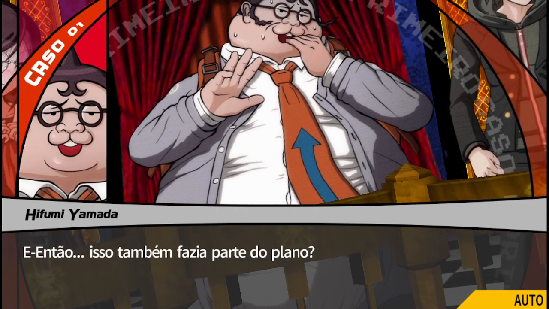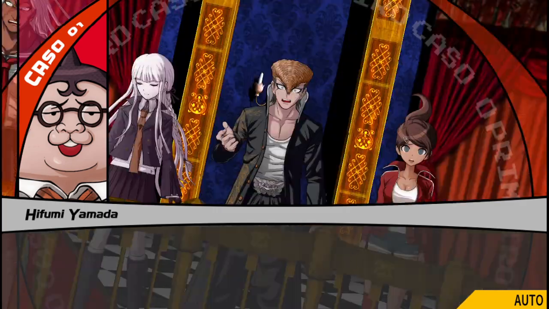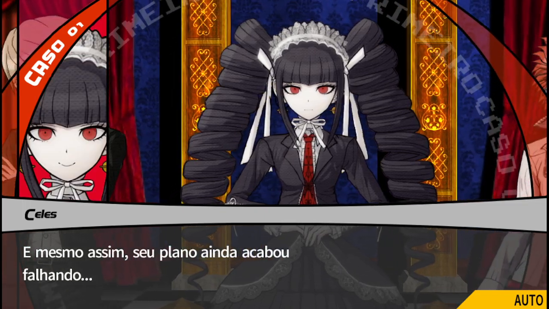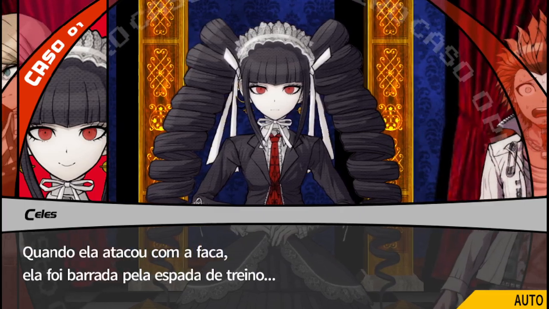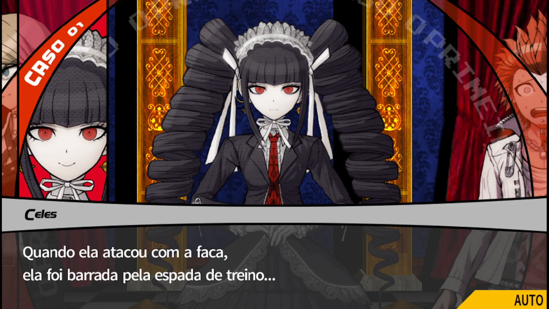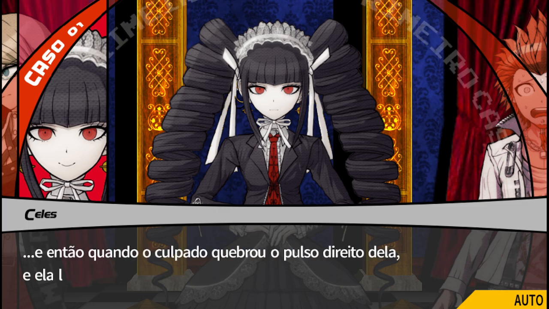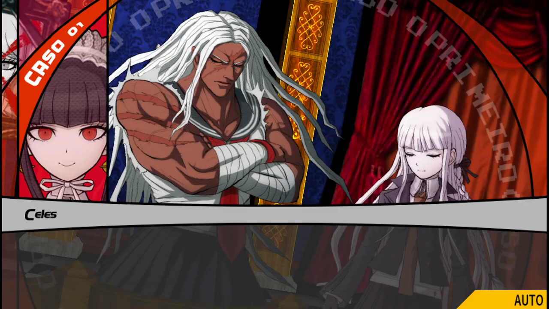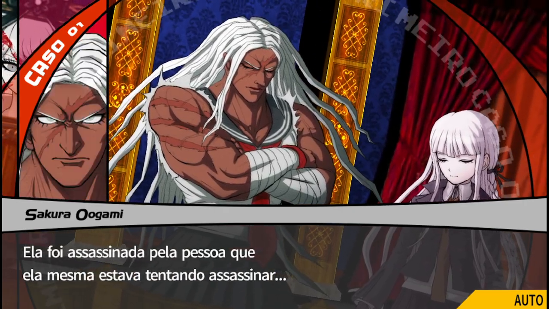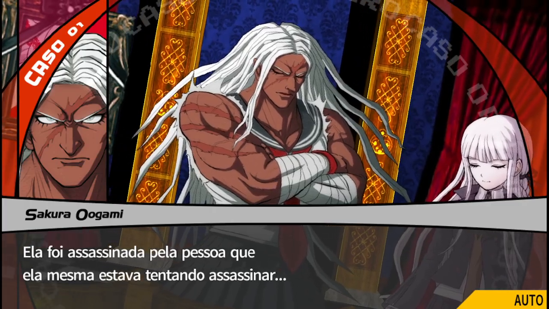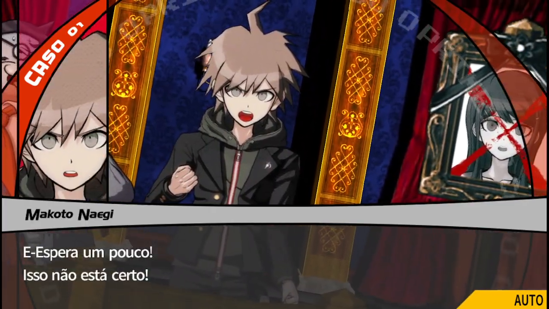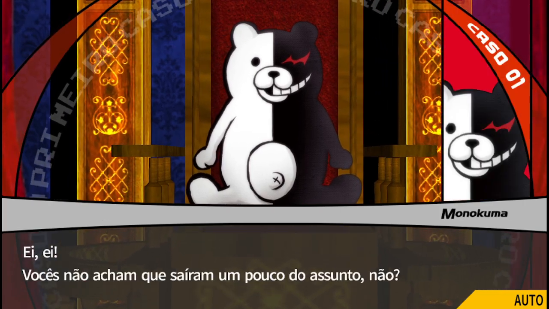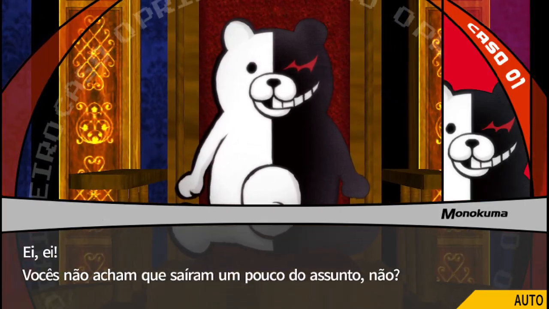Wait, then you're saying she had this all planned out? Holy shit! But in the end, her plan backfired. She launched her attack with the knife, then found herself under attack in turn. That must be when her wrist got broken, and she was forced to drop the knife. The tables were suddenly turned on her, and she died at the hands of the one she planned to murder. Just hold on! That can't be true! Because... Hey! You guys have totally derailed the argument!